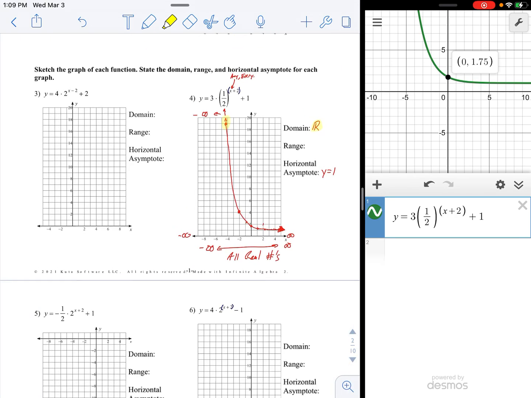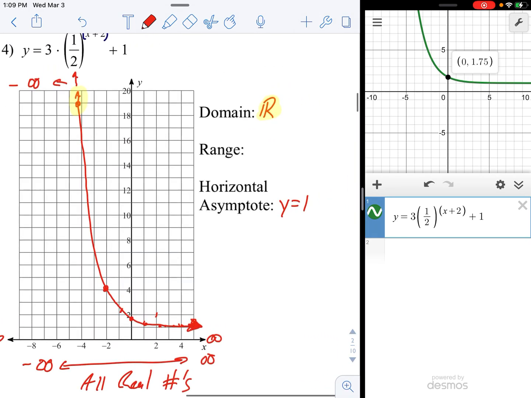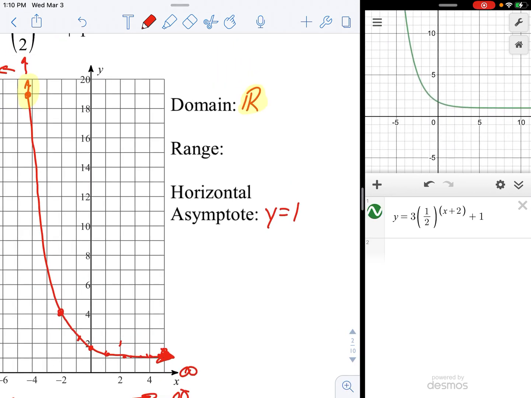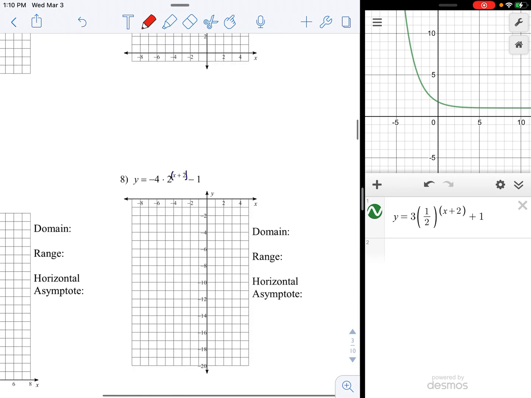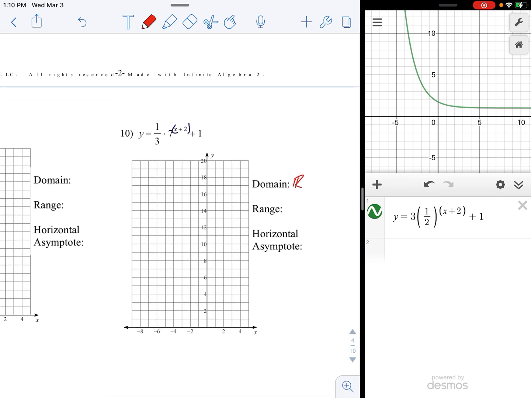In fact, all functions are either these growth functions or these decay functions. The domain of every exponential function is always going to be all real numbers. The horizontal asymptote is going to change. It just depends on the problem and where does it level off. But the domain is always all real numbers. So that means on this homework assignment, you can go to every domain and write in the all real numbers symbol on every single one because it never changes.